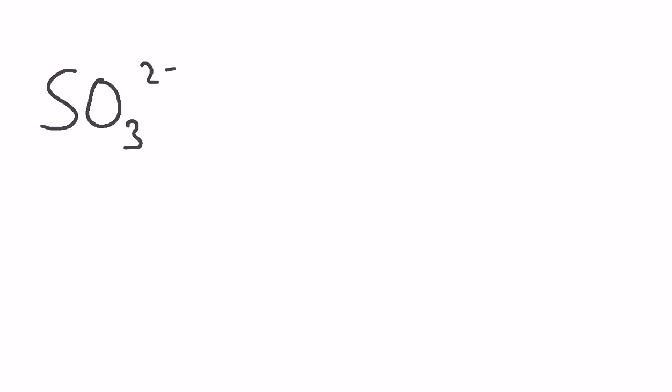Okay, so let's look at the sulfite ion. Sulfur is going to be our central atom, and let's tally up the number of valence electrons. We have 6 from sulfur, and then we have 18 from oxygen. So that's 24, and then we have an extra 2 electrons because this is an ion. So that means that we have 26 valence electrons that we need to deal with.